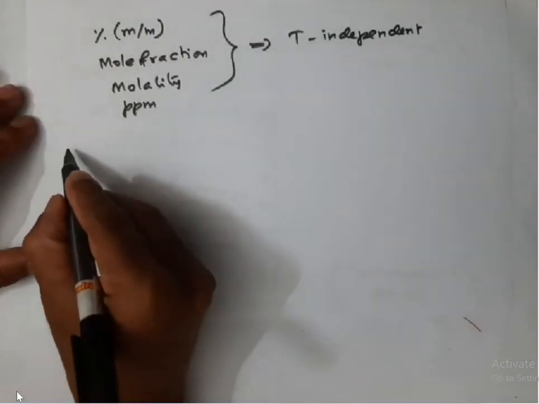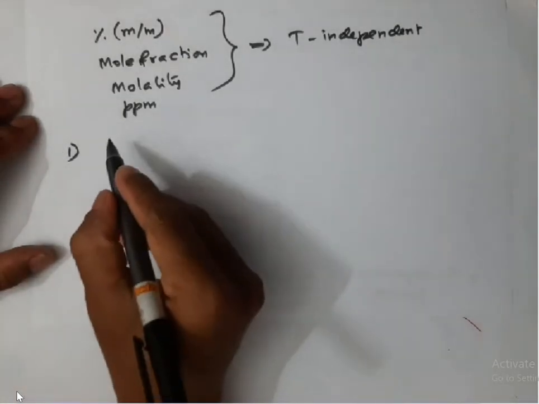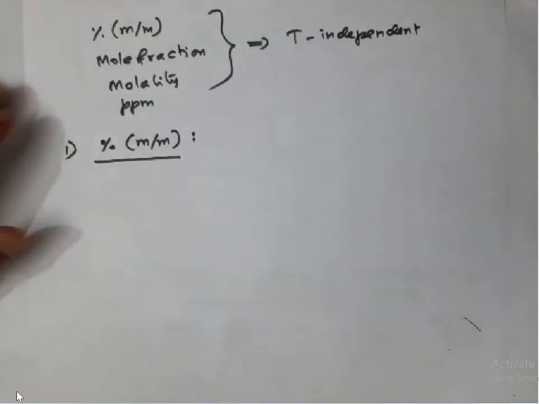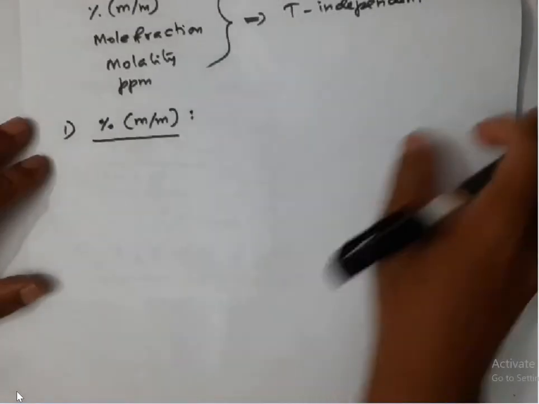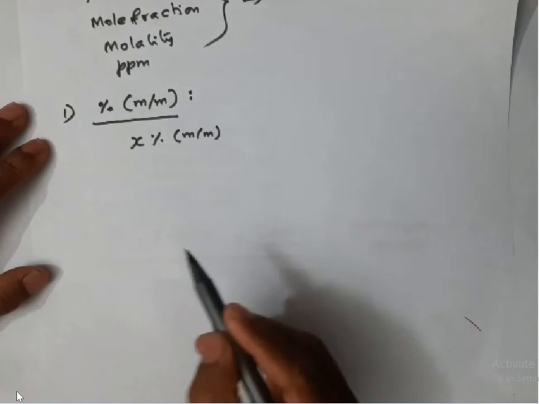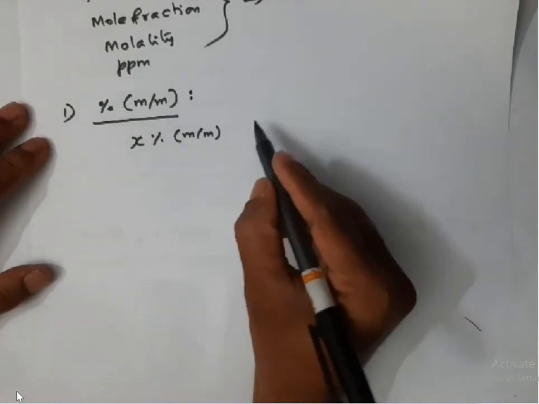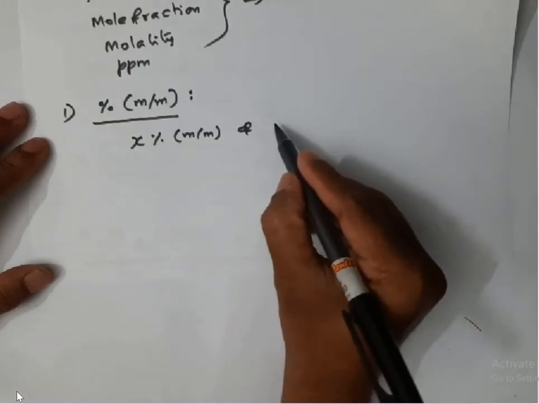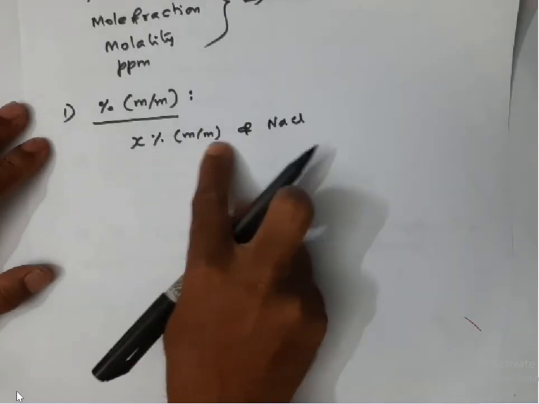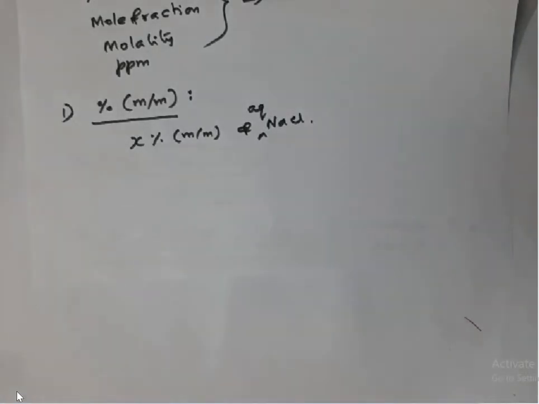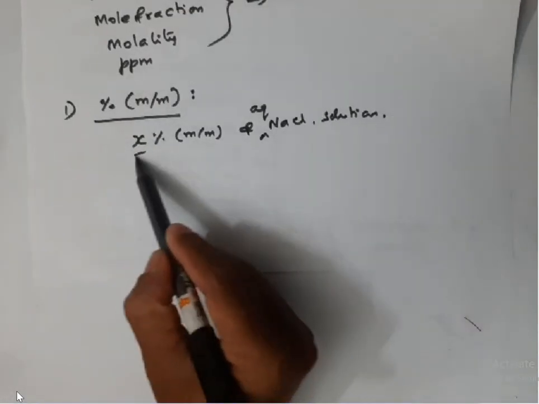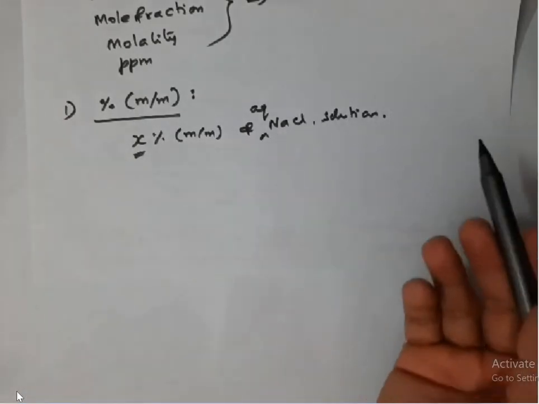Now we'll define these concentration terms one by one. First one, percentage mass by mass solution. What is meant by percentage mass by mass? Say, for example, I say a solution has X percentage mass by mass of aqueous sodium chloride. I have aqueous sodium chloride solution. What is the meaning for this? Students, listen. I'm giving you some percentage, say X. X percentage mass by mass of aqueous sodium chloride solution is available.